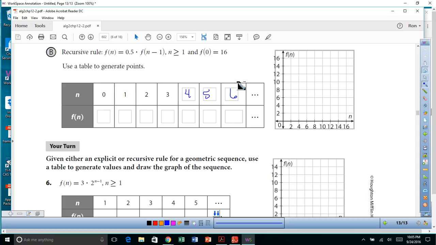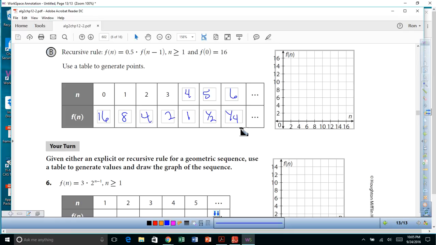If f of 0 is 16, f of 1 would be, well, let's see, 0.5 times 16, and that gives you 8. f of 2 would be 0.5 times 8, which is 4. f of 3 would be 0.5 times 4, which is 2. And then 0.5 times 2 would give you 1. 0.5 times 1 would give you 1/2. 0.5 times 1/2 would give you 1/4.